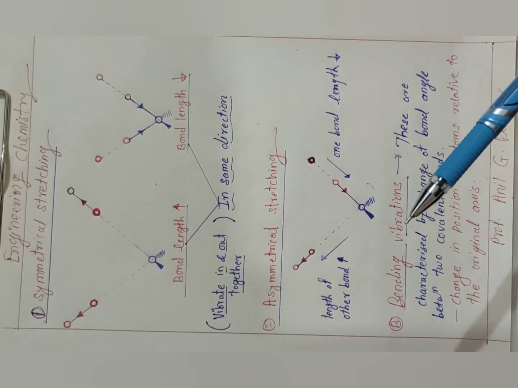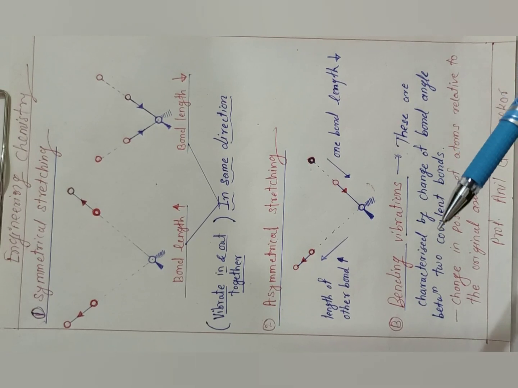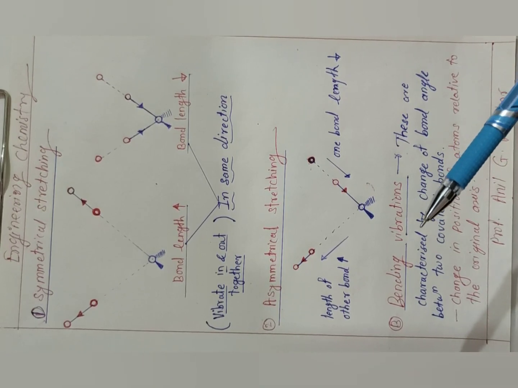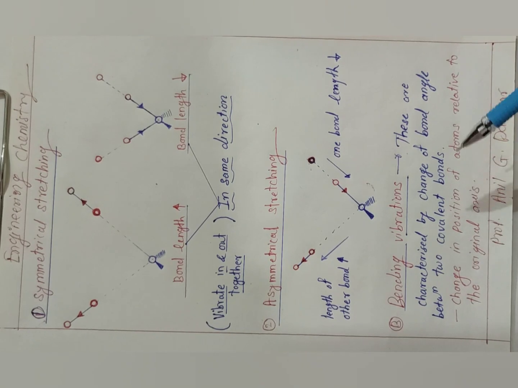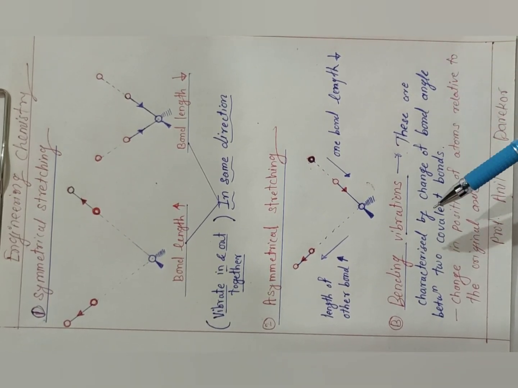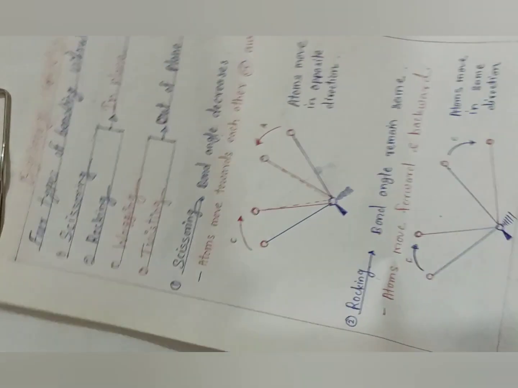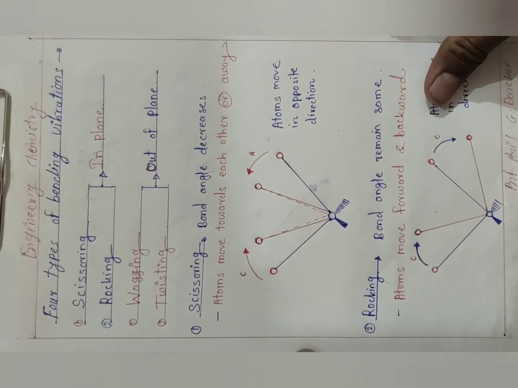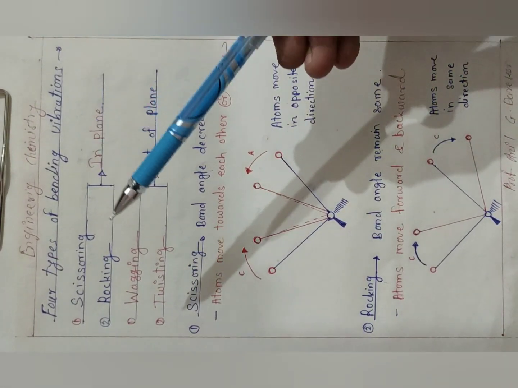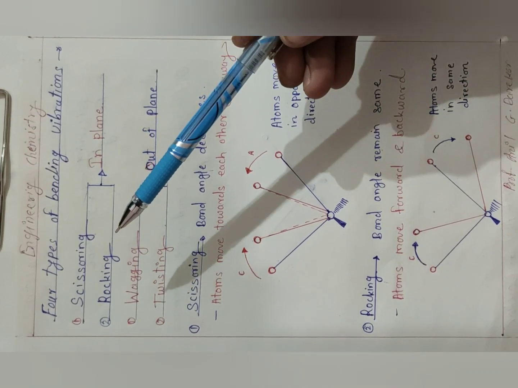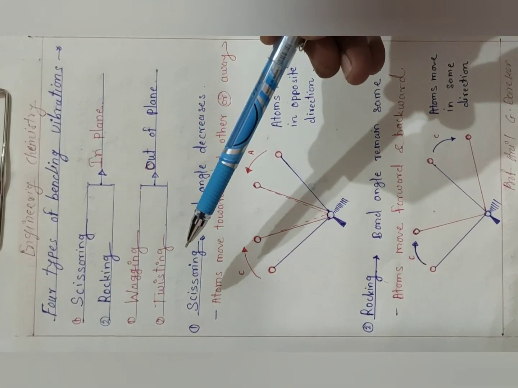Now here, in case of stretching vibration, I said atoms remain along the same bond axis. In case of bending vibration, the position of atoms relative to the original axis changes, because bond angle changes. So here we will see types of bending vibrations. There are four types of bending vibrations: first scissoring, rocking, wagging, and last one, twisting.